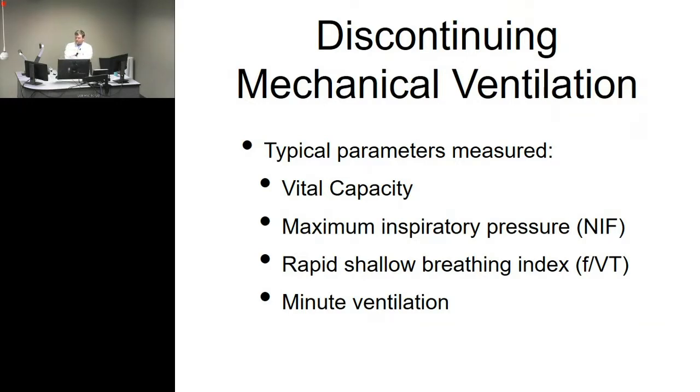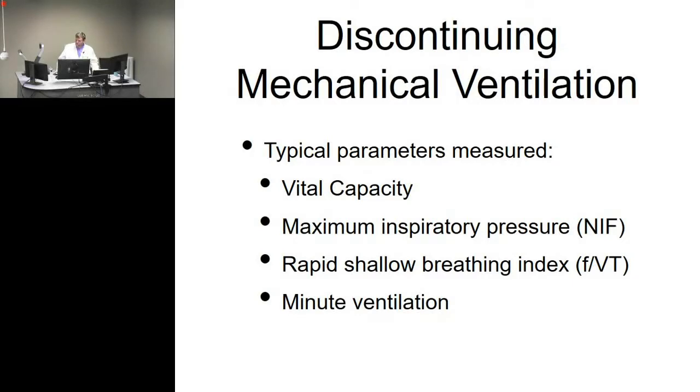If their rapid shallow breathing index is less than 105, they've got a pretty good shot of being able to come off the ventilator. Now, you also want to pay attention to those other things, especially in some other types of conditions, like neuromuscular disease. How much negative inspiratory force can they generate? We normally like to see a negative 20 there.